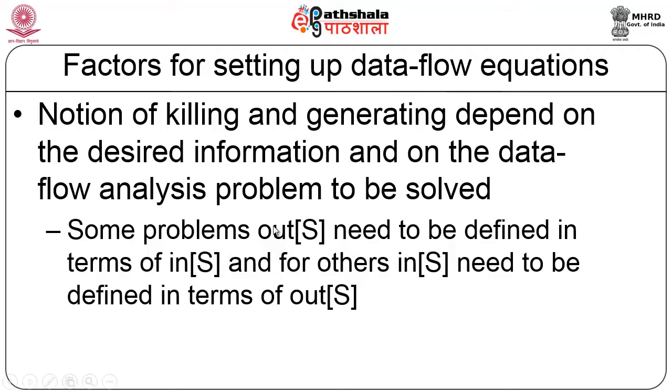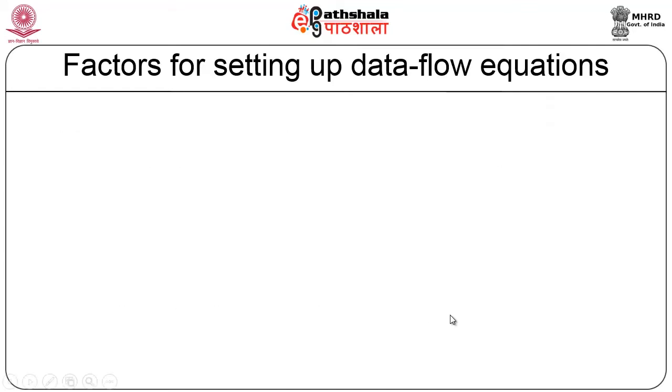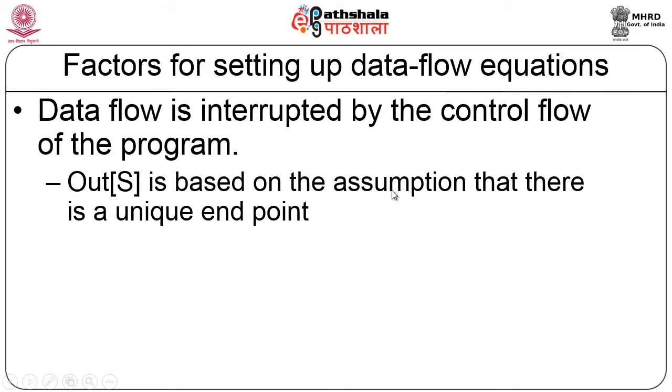For example, for some problems, out of S needs to be defined in terms of in of S, and for some other problems, in of S should be defined in terms of out of S. So whatever comes out of a statement could be based upon the in, or sometimes the in will be based upon the previous or subsequent out. That is essential. Data flow is interrupted by the control flow of the program, so you have to move in multiple directions, and that also has to be incorporated in your data flow equations. Out of S is typically based on the assumption that there is a unique endpoint.